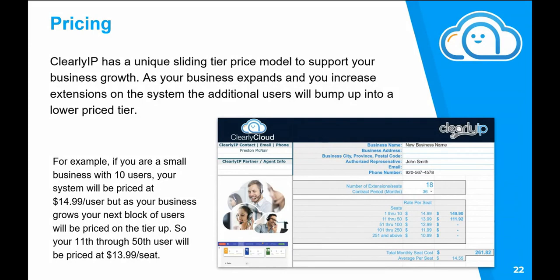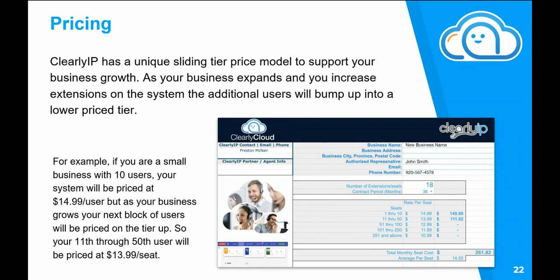The pricing platform for Clearly Cloud has been designed around this sliding scale model. So as your business expands, your pricing will decrease. For example, if you're a small business with 10 users, your system would be priced at $14.99 a user on that 36-month term. But as your business grows, your next block of users will be priced on the tier up. So your 11th through 50th user will be priced at $13.99 a seat. This makes growing your business easy and motivates growth by way of reduced user pricing with expansion.